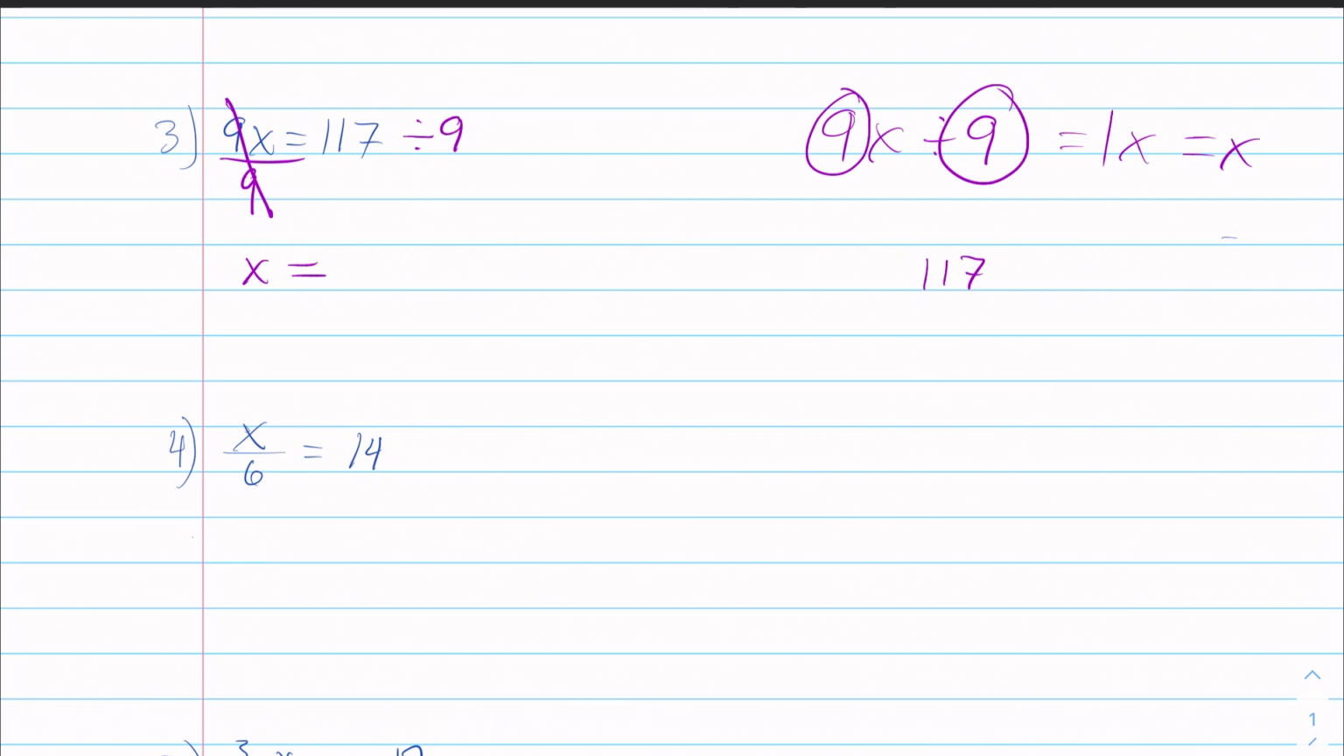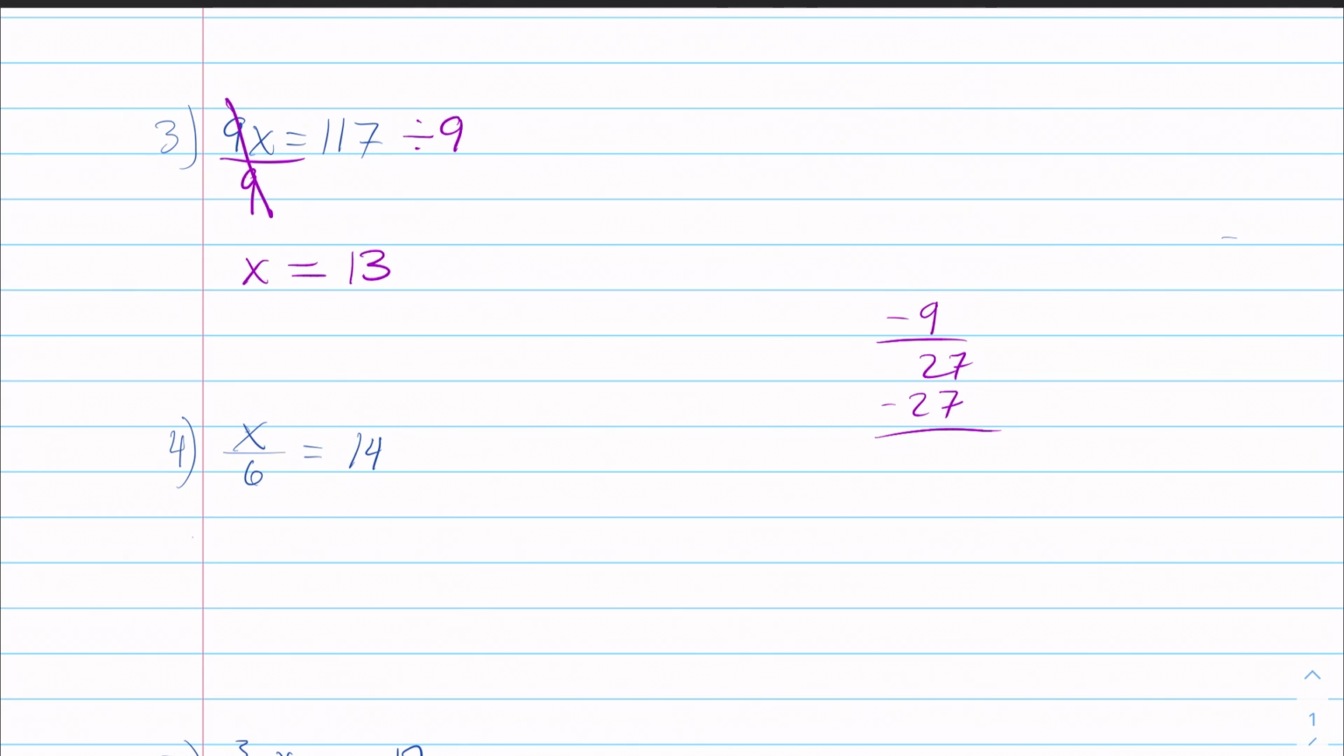117 divided by 9, so I put the 9 on the outside. 9 goes into 11 one time, and so then I can subtract, and I get 2. I bring down the 7, and 9 goes into 27 3 times, so I get 13 for the answer there. So x is 13.